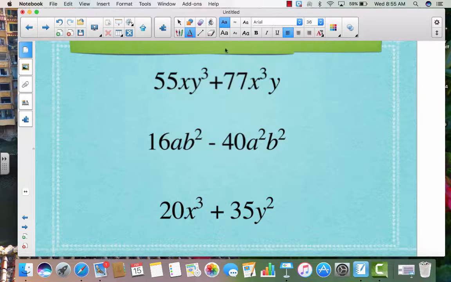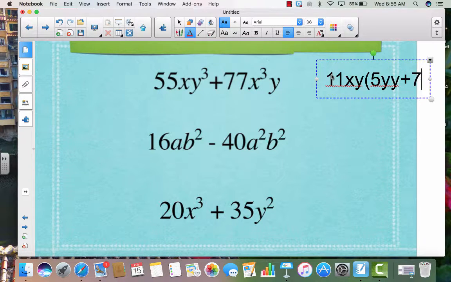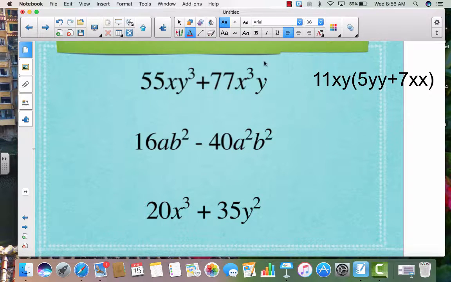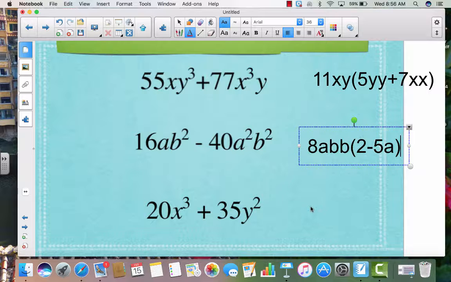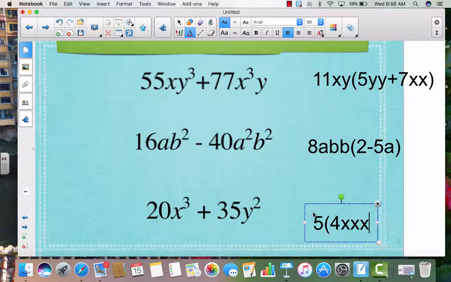Okay, so now that you have those done, let's check your work. For the first one, we should have 11xy times 5y squared plus 7x squared. For the second one, you should have 8ab squared times 2 minus 5a. And for the last one, 5 times the quantity 4x cubed plus 7y squared. And again, if you want to write these with exponents, you're absolutely welcome to.